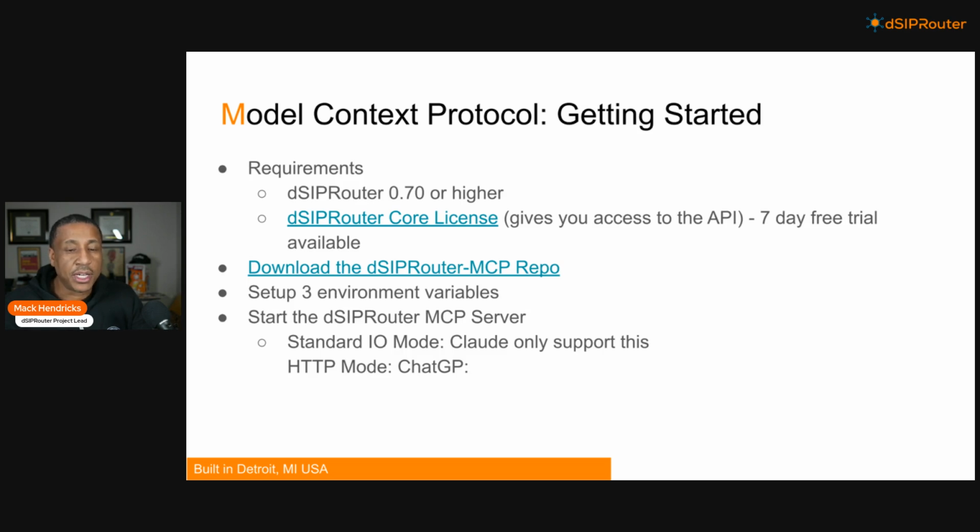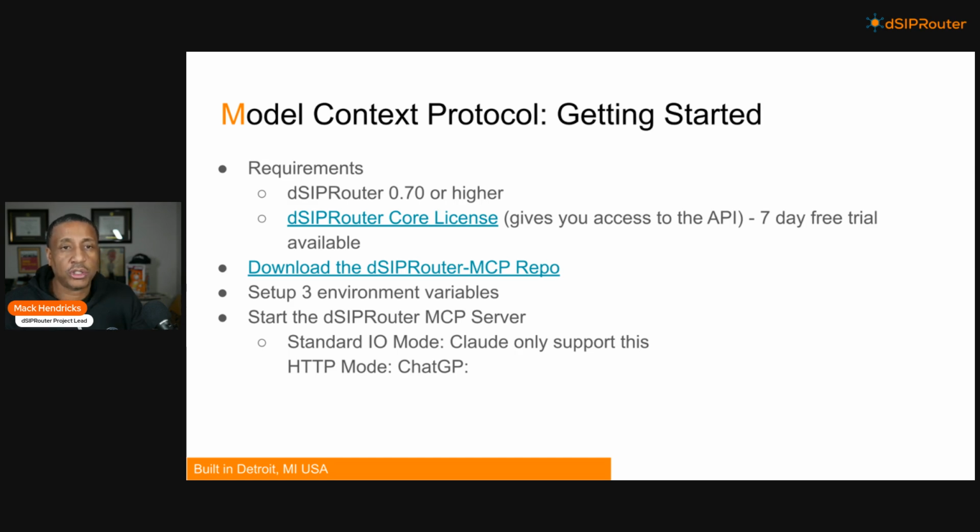The requirements: you need dSIPRouter, obviously. You need a core license, which gives you access to the API. You can download the dSIPRouter MCP repo. You need to set up a couple of environment variables, very simple: the server IP address or hostname, the dSIP token, which is basically the API key for being able to make requests, and another variable to define if you're using SSL or not. You'll start the dSIPRouter MCP server.